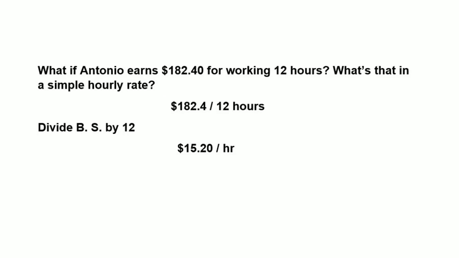Now Antonio works and he's earned $182.40 for 12 hours. So I write it out and then I divide both sides by 12. For 1 hour, Antonio earns $15.20. So $15.20 per hour. That's the format and that's how we say it. That's how we work it.